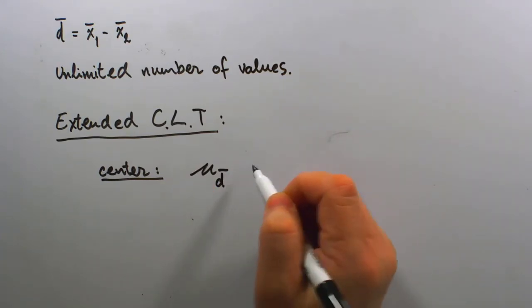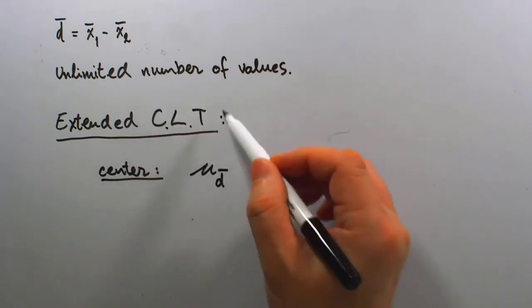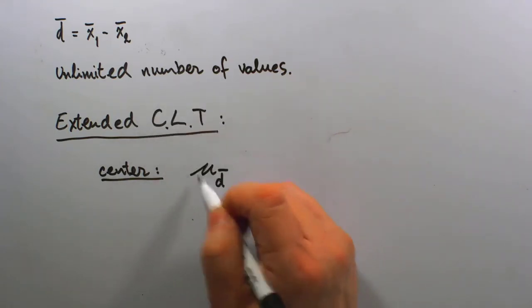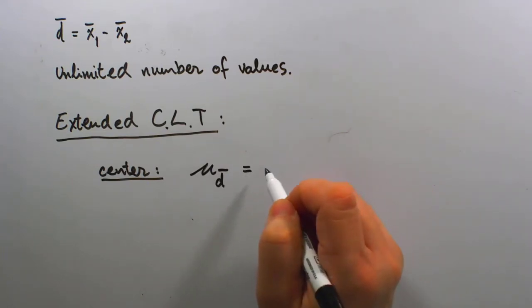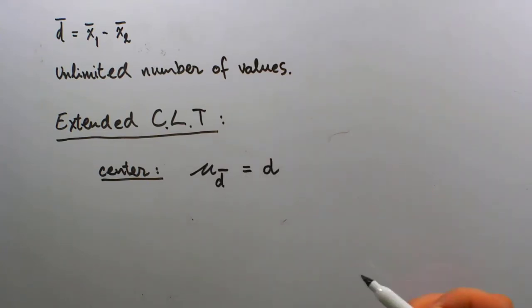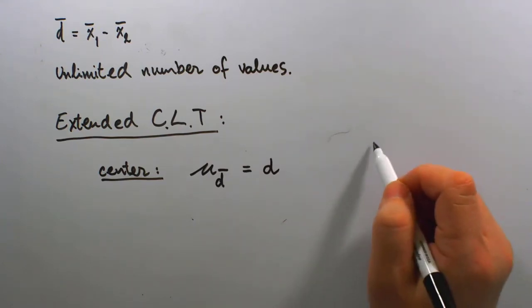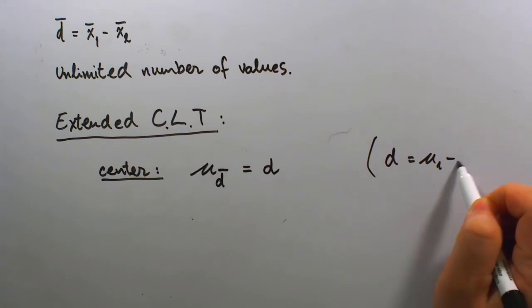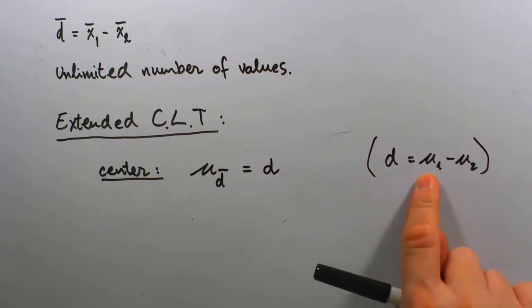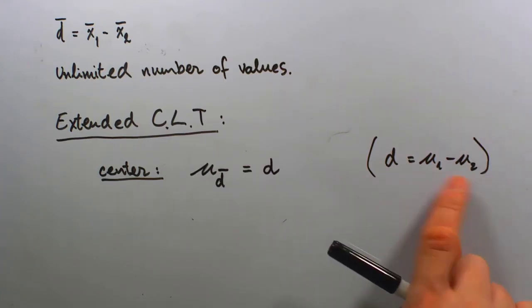And so the extended central limit theorem says this value, no matter how you calculate, will turn out exactly equal to D. And recall that D equals mu1 minus mu2, for whichever we call mu1 and whichever we call mu2, but it's strictly mu1 minus mu2.